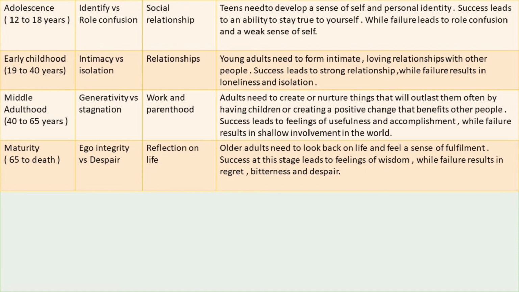Adolescence, identity versus role confusion. Teens need to develop a sense of self and personal identity. Success leads to an ability to stay true to yourself, while failure leads to role confusion and a weak sense of self. Early adulthood, intimacy versus isolation. Young adults need to form intimate, loving relationships with other people. Success leads to strong relationships, while failure results in loneliness and isolation.